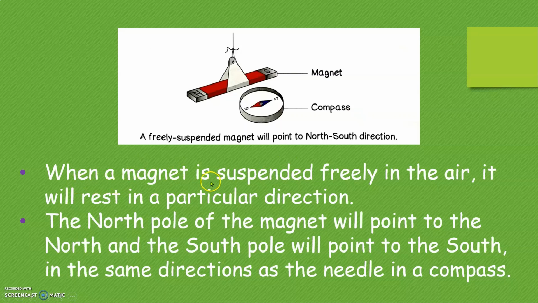When a magnet is suspended freely in the air, it will rest in a particular direction. The north pole of the magnet will point to the north, and the south pole will point to the south, in the same directions as the needle in a compass.